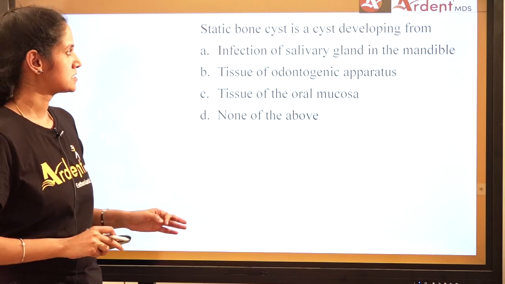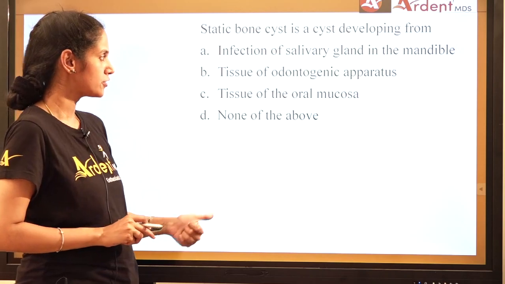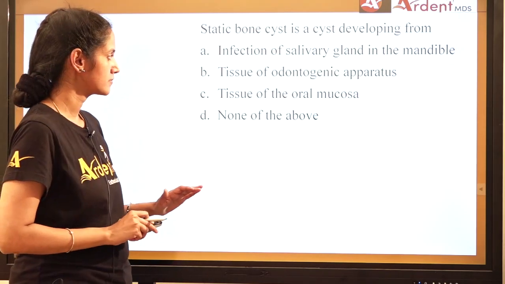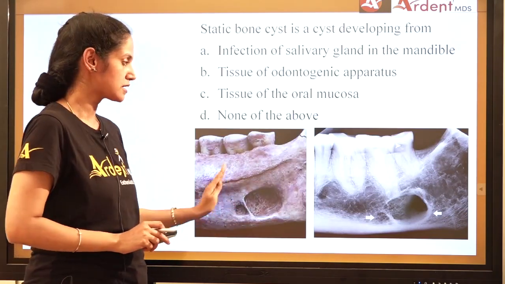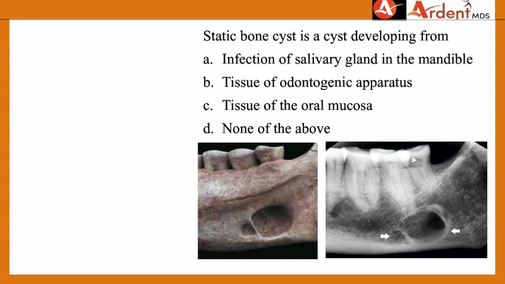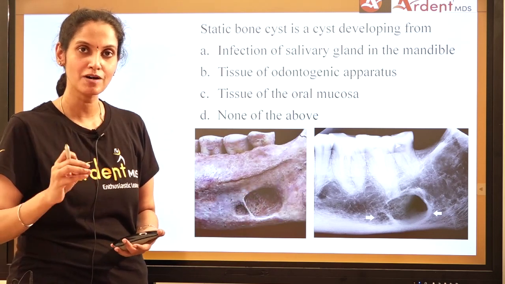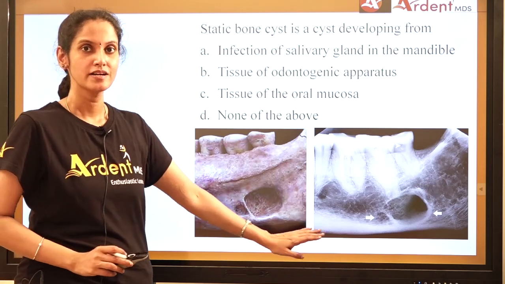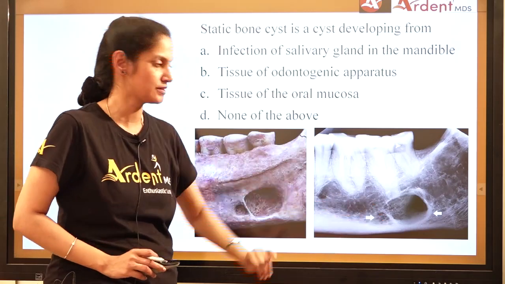Static bone cyst: is it a cyst developing because of infection, or from a tissue of the odontogenic apparatus, or tissue of oral mucosa? No, none of the above. It is not even the tissue of oral mucosa. Remember that it's just a focal concavity found in the body of the mandible on the lingual aspect where it harbors some amount of salivary gland tissue. Posteriorly, if it is present, it's just the submandibular salivary gland which is lodged here.